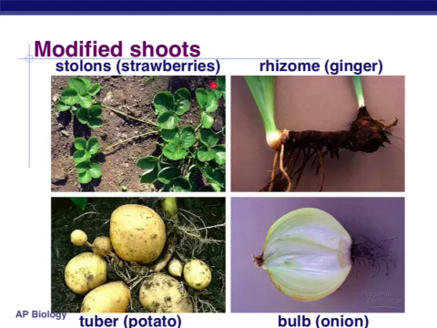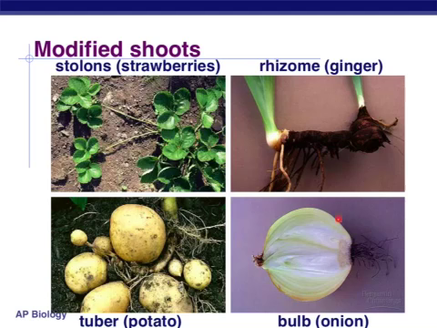Then strawberries, which grow in the form of stolons, those are also modified shoots. Here we have potatoes. Yes, a potato is not a root. It's actually a shoot. It's part of the part that would normally grow above ground. This has been adapted to store starch.